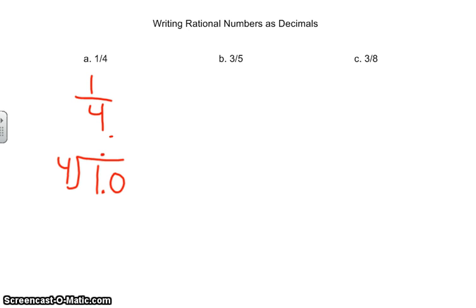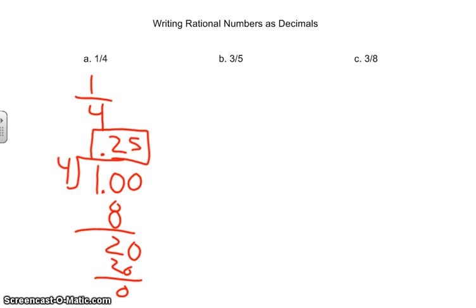We should know that is twice. 4 times 2 is 8. I have 2 left over. Let's put another 0 here, because we want to make this either repeat or terminate. If it's going to be a rational number, it will either repeat or terminate. So now 4 into 20, that goes 5 times. 20, 0 left over. That ended, that terminated, and that is why we have a 0.25.